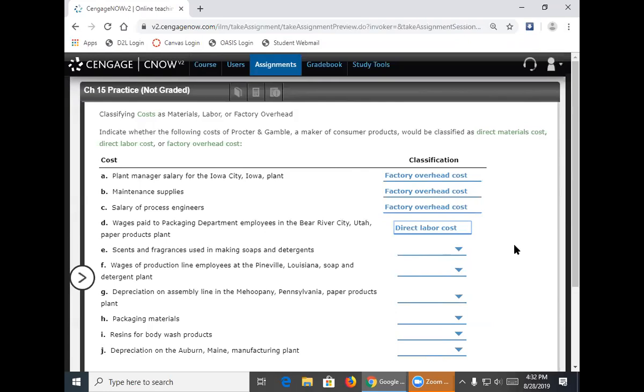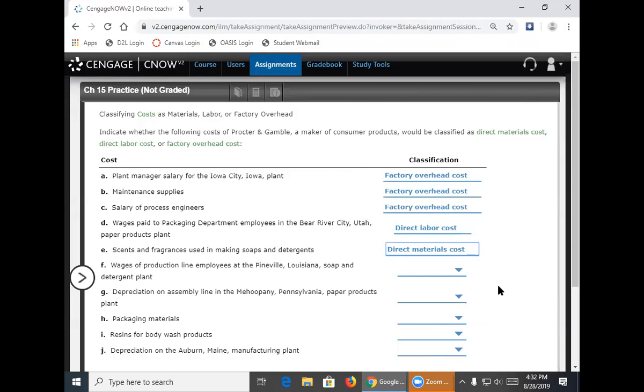What about scents and fragrances used in making soaps and detergents? Materials, yeah. So that one, again, I could see it both ways. But that one will be a direct materials cost.